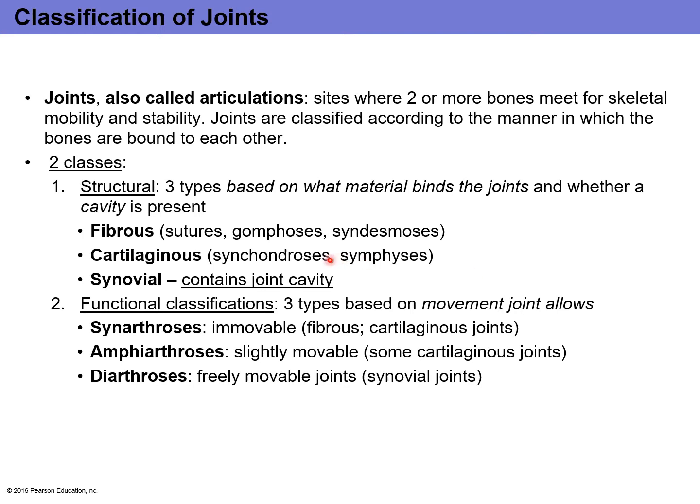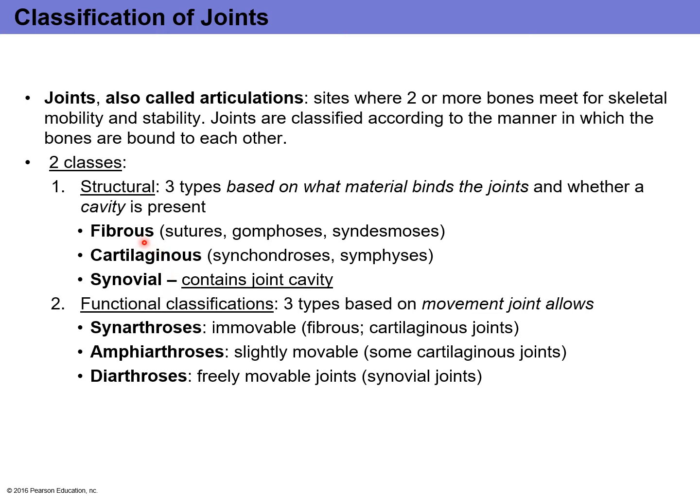Okay, so as I mentioned, you can classify joints structurally and you can classify them functionally. So first we're going to go through the 3 main structural classifications. And for each of these 3, we can break these down even further into subgroups. And then we will talk about specific examples of joints within each of these groups. So the 3 main classes of structural classification are going to be fibrous, cartilaginous, and synovial. And so what does this mean?